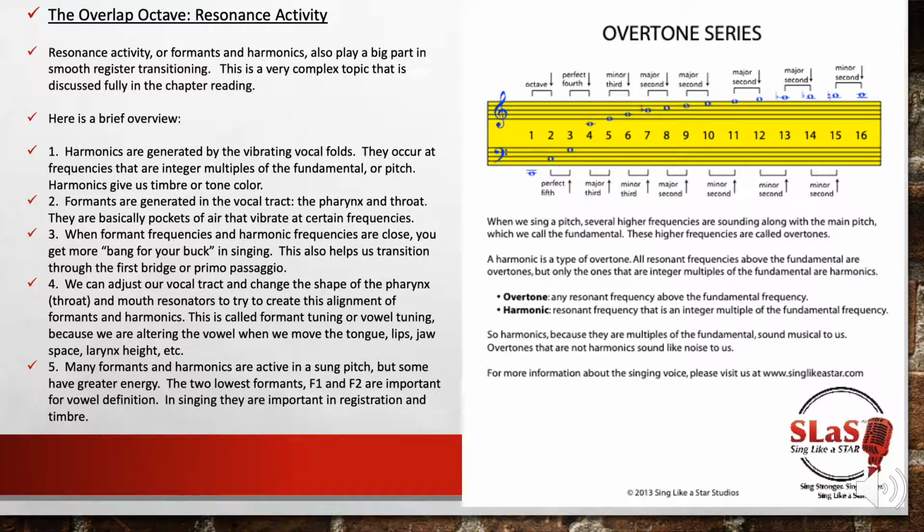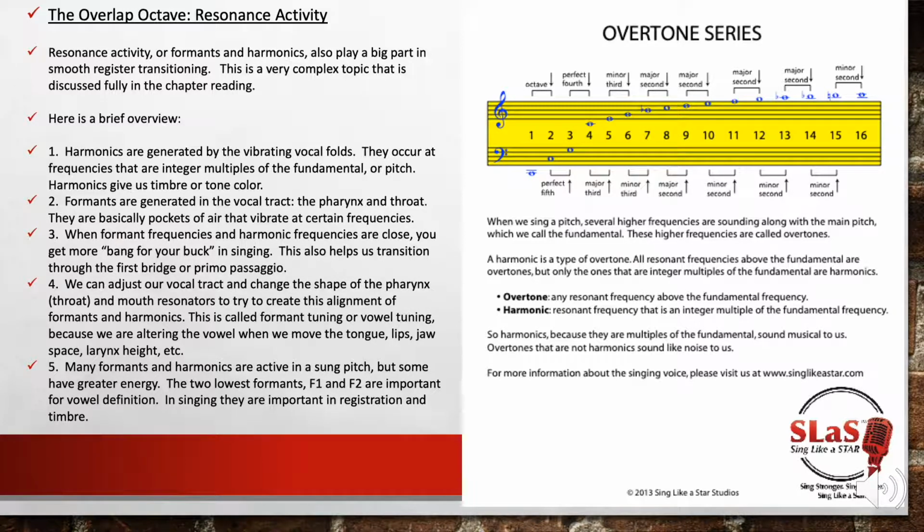As we said, the harmonics are generated at fixed intervals above the fundamental or basic pitch. The first interval is the octave. The second interval is the perfect fifth, followed by the perfect fourth, then the major third, minor third, etc.